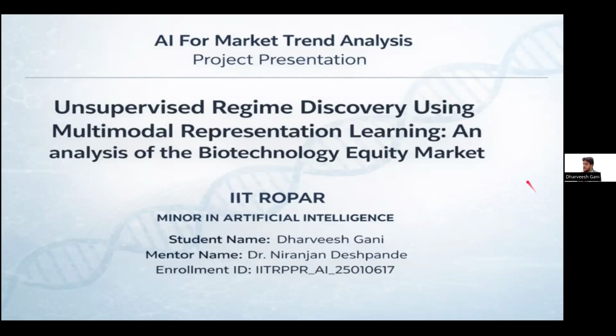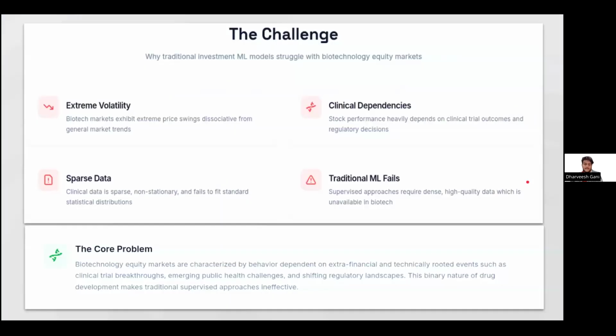So let's get into it. The challenge of why I took the biotech market is that it behaves fundamentally differently from the general market most of the time. It is highly volatile and behaves differently from the beta of the general market. And the data associated with it for a multi-model fusion is really sparse and scattered all across, and not even available at some point.